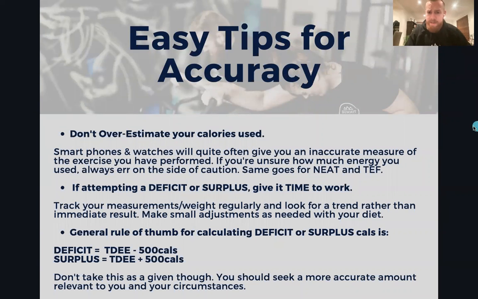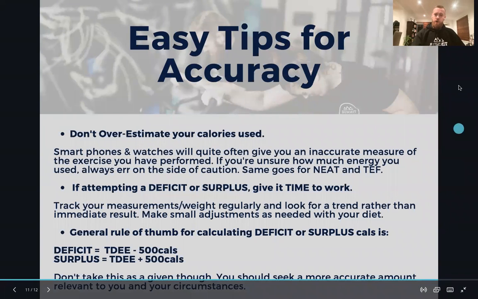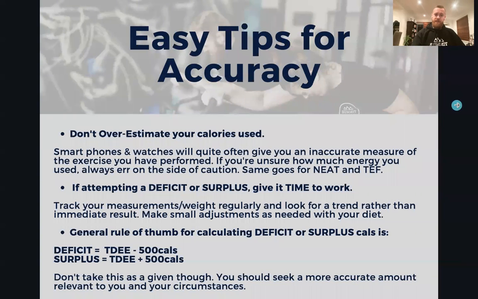So here are some tips for accuracy. On this one, we're going to say, don't overestimate your calories used. Now, this is very important. The smartphones and the watches, they'll quite often be a bit inaccurate with their measure of the exercise you performed. If you're unsure how much energy you've used, always err on the side of caution, okay? The same goes for your NEAT and TEF, so your non-exercise activity and your thermic effect of food.